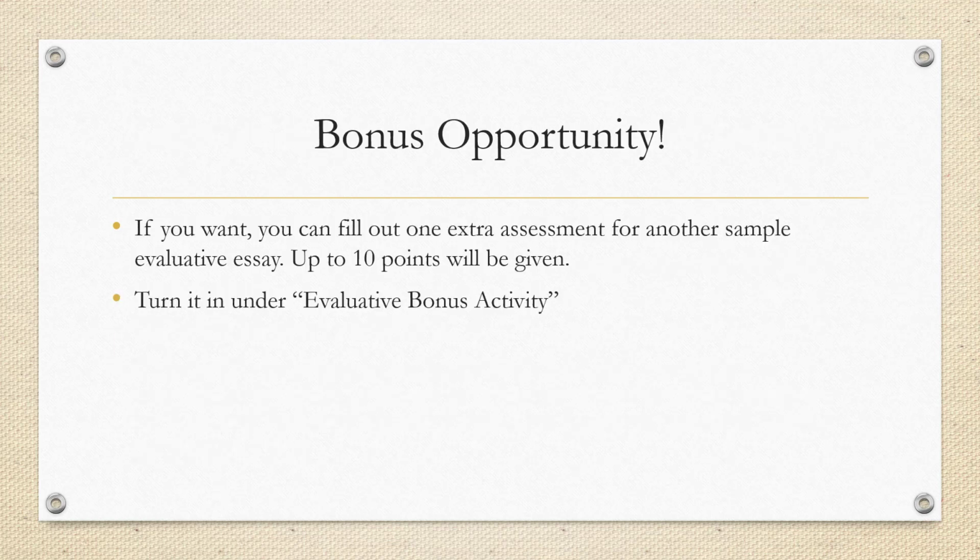There is a bonus opportunity for this one. If you want, you do not have to, but if you want, you can fill out one extra assessment for another sample evaluative essay. So there's 3 in that assignment. So you have to do one, either individually or as a group. You can do one more for bonus points. And then there's another assignment on Canvas called Evaluative Bonus Activity, and that's where you're going to upload your extra one should you choose to do it. Okay? And it needs to be uploaded underneath that second one, because that second one is designed in Canvas to work as bonus credit, so that if other people choose not to do this, they're not getting penalized. Okay?